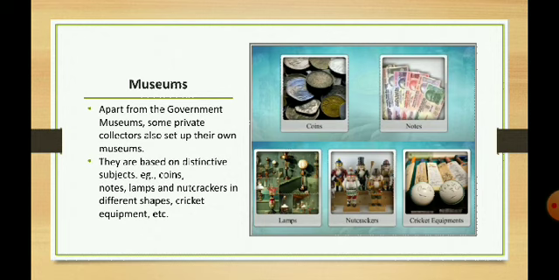Apart from the government museums, some private collectors also set up their own museums. They are based on distinctive subjects. Examples: coins, notes, lamps, and nutcrackers in different shapes, and also cricket equipments, etc.